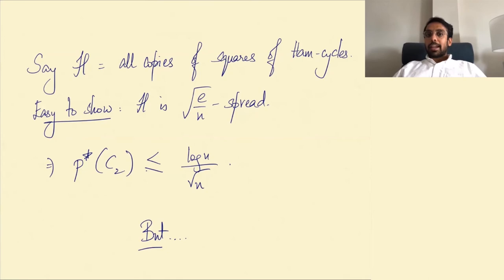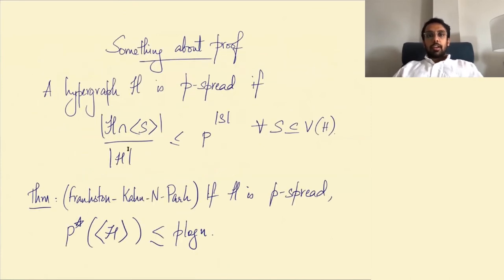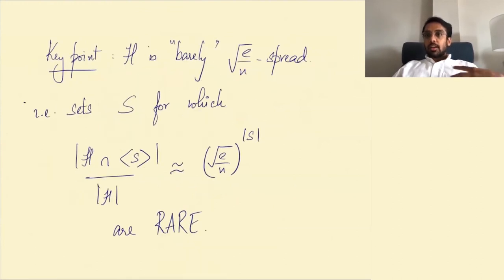But of course, we don't expect this logarithmic correction to actually be warranted. We imagine that the answer is something like 1 over square root of n. And that's where this little bit comes in. So this hypergraph is indeed square root of e over n spread. But in some sense, it's barely spread like this. By which I mean, if you go looking for the sets S for which the spread condition that I wrote down over here is tight, well, those sets are really rare.